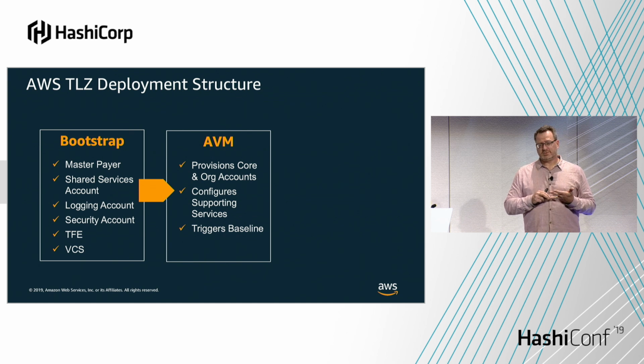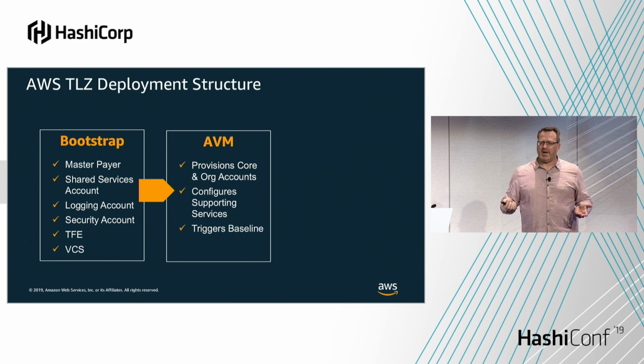Configure the supporting services. If you think about being an enterprise customer, you're probably on enterprise support. You're going to create a lot of accounts. You don't want to create support tickets manually. Remember, everything's as code. Part of some of the things that we do in there is notify the support, create a support ticket, get that account already on enterprise support. And we trigger what we call a baseline.